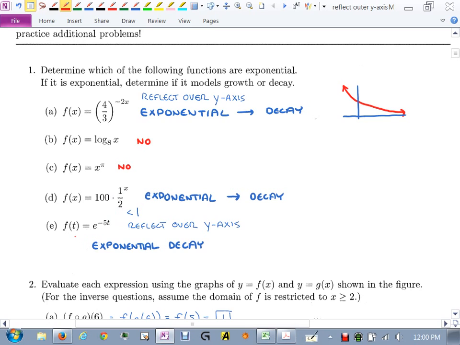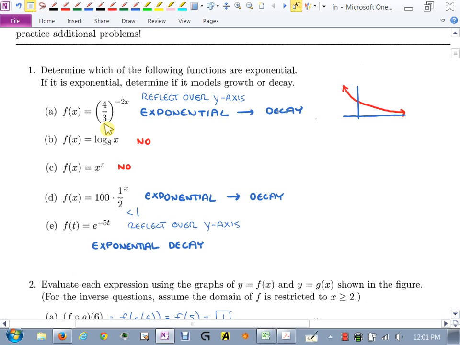Okay, first question. Determine which of the following functions are exponential. If it is exponential, determine if it's growth or decay. This is very much connected to what I just wrote here on the board. This is an exponential function because you have a base 4/3 raised to a variable power, right? So the variable is in the exponent. Your base is a number. That's an exponential function. Now, the base is bigger than 1, which normally means what?